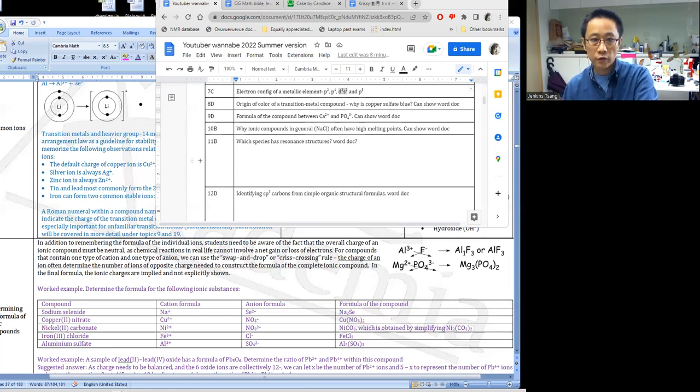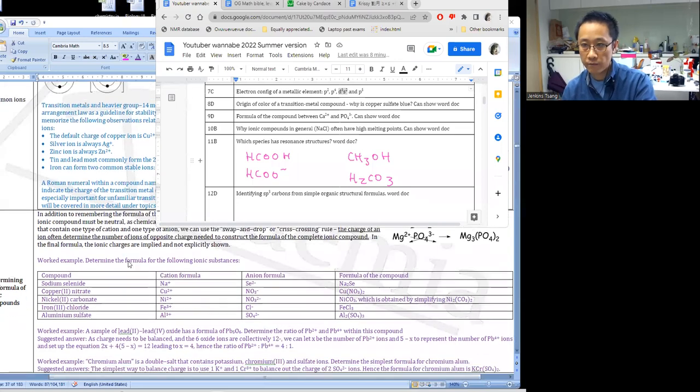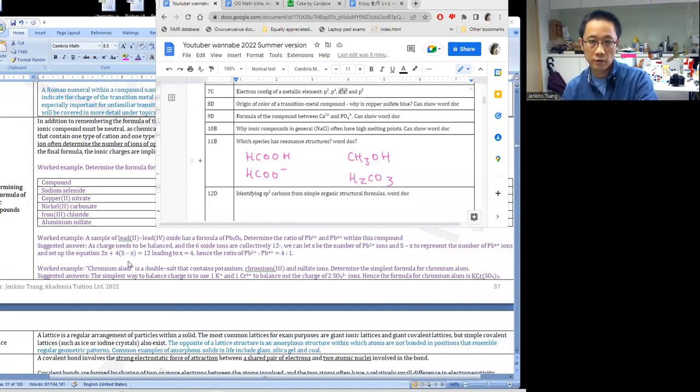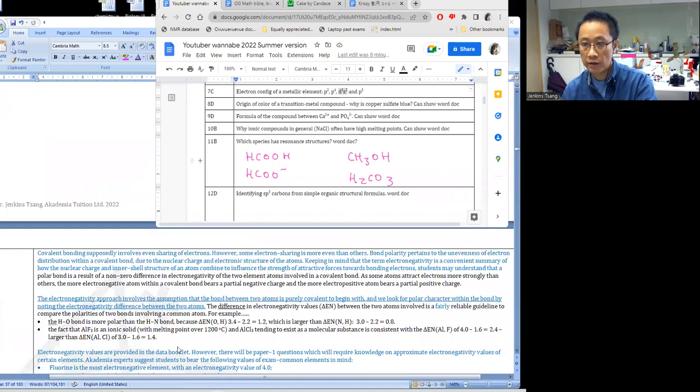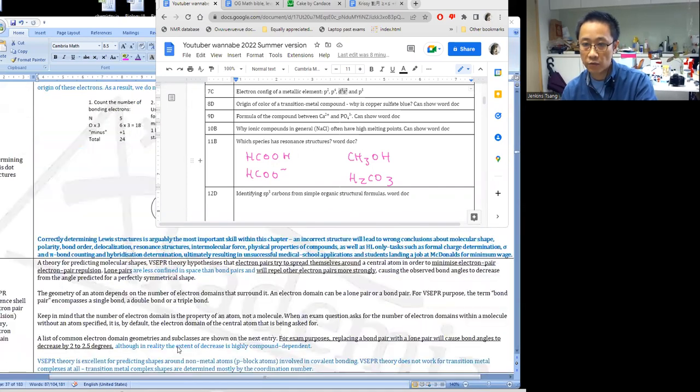Now, question 11, for which species can resonance structures be drawn? The 4 choices are drawn out. HCOOH, HCOO minus, which is the correct answer, by the way. The other choices are other organic species. I would say a list of molecules or ions that exhibit resonance or delocalization is something that you should just bear in mind, because the list is not really that long.